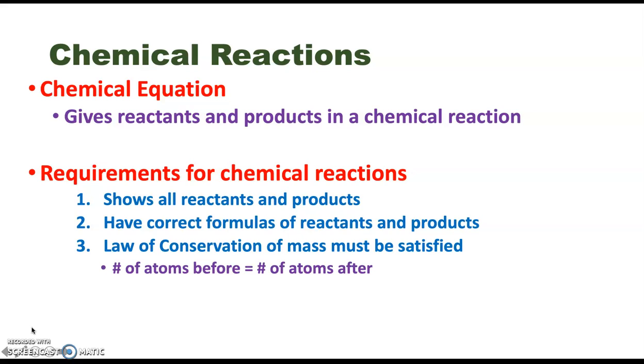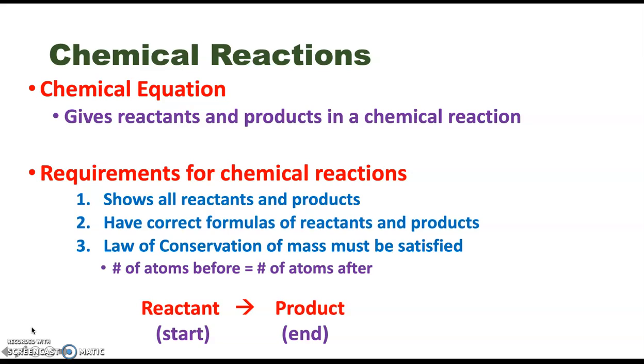Now, what we mean by the law of conservation is that the mass that goes in must be equal to the mass that comes out, or the number of atoms that goes into the reaction is equal to the number of atoms that comes out of the reaction. And then just a refresher, remember the reactants are the things that go in, and the products are the things that come out of a reaction.